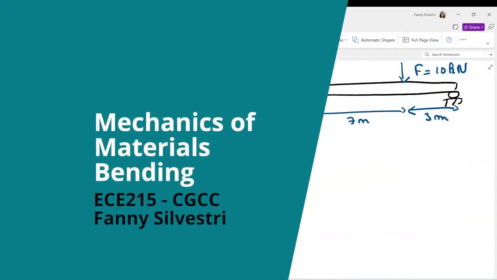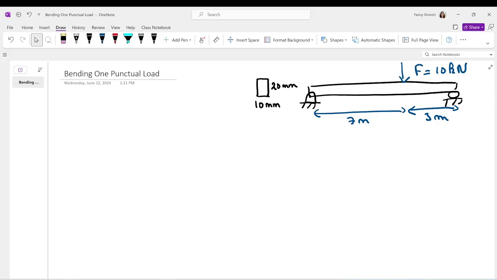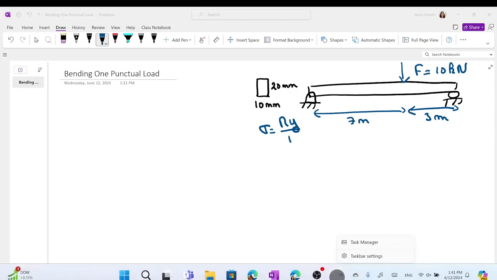Hi everyone! I will show you the first examples of bending moment problems. This is a long problem, so get ready to have some time to work on it. And we will have two main steps. The first step is to find the maximum moment, and second, to find the bending shear, because the bending shear equals the moment times the distance from the centroid divided by the moment of inertia.